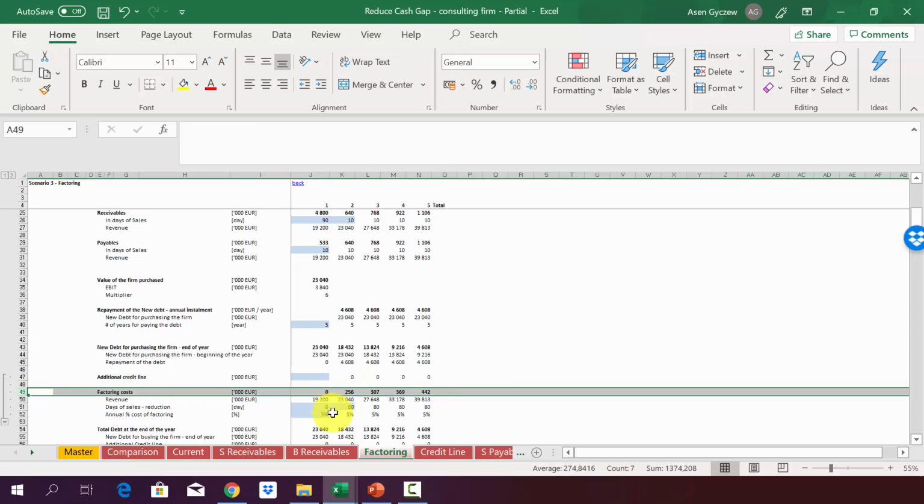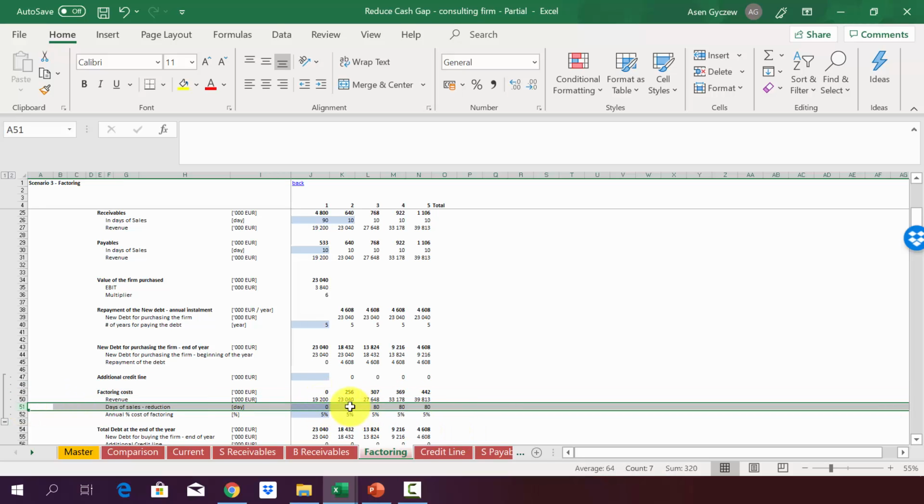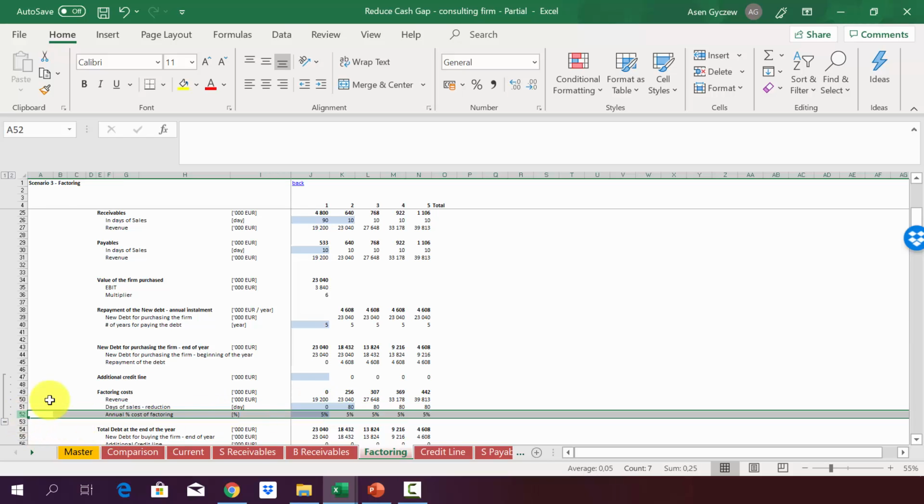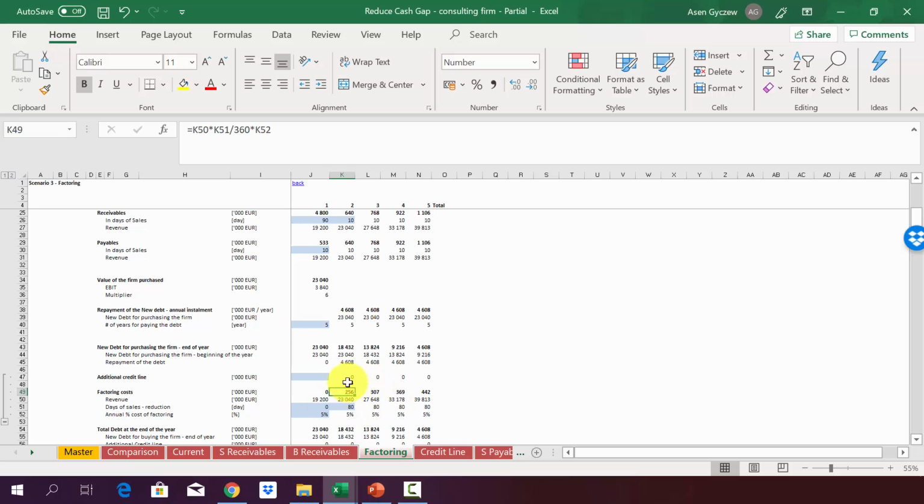As you can see, since we get an 80-day reduction from 90 to 10, this means that we'll be financed for 80 days. The cost of the factoring is 5%. This means that in year number 2, we'll have to pay an additional cost of 256,000. Then it grows to 307,000 in year number 3 and up to almost 500,000 in year number 5.